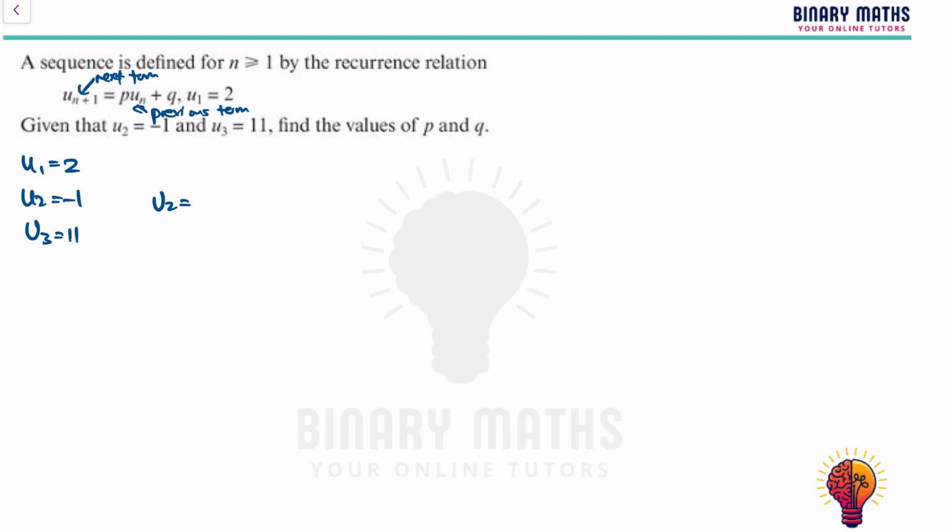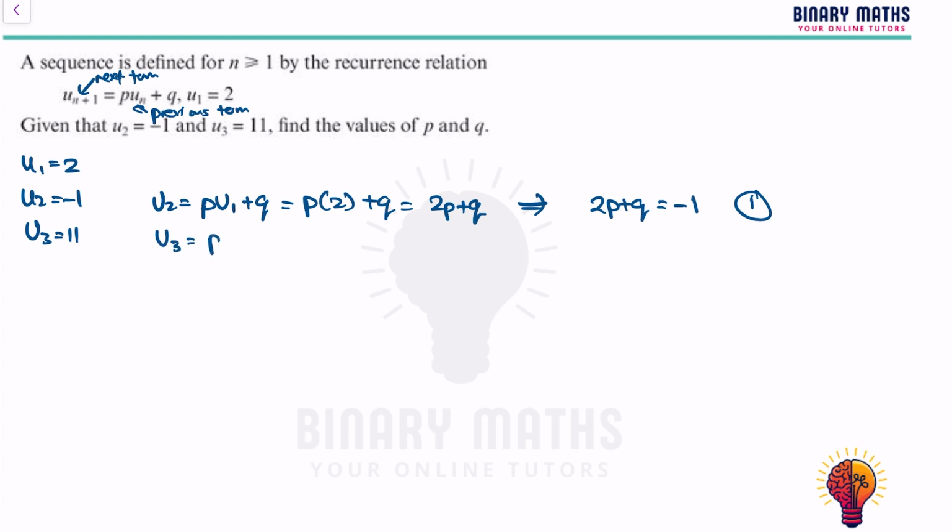So u2 is equal to p times u1 plus q, which is p times 2 plus q, which is 2p plus q. So if you put the two things together, we get 2p plus q must be equal to -1. So this is equation 1. u3 is equal to p times u2 plus q, because it's p times the previous term plus q, which is p times u2, which is -1, plus q, which is equal to -p plus q, which implies -p plus q must be equal to u3, which is 11. So this is equation 2.